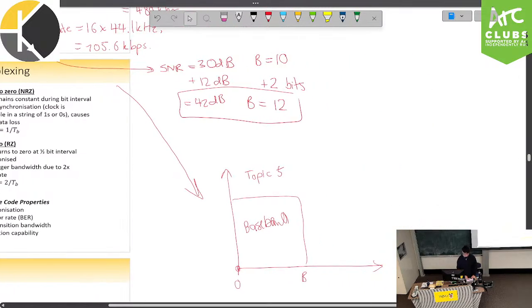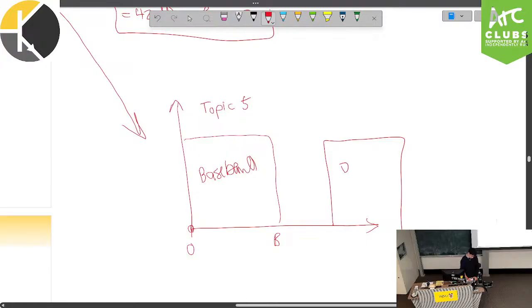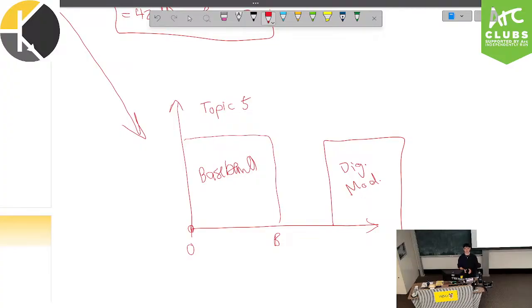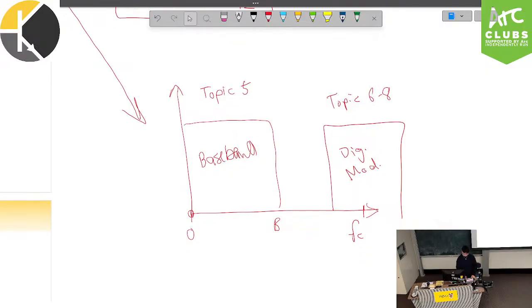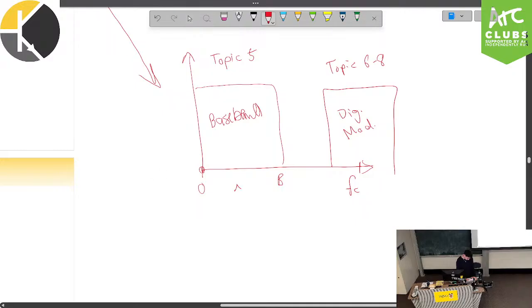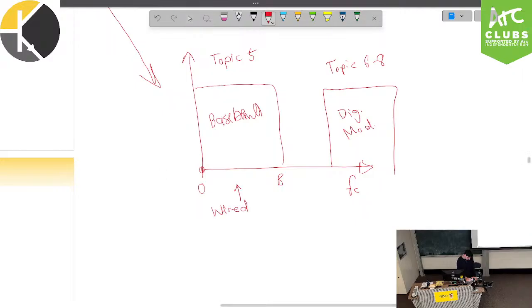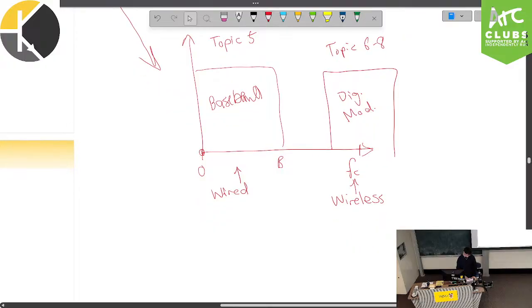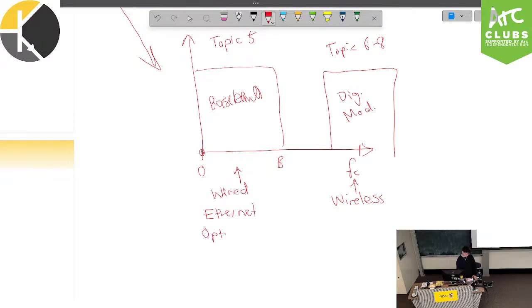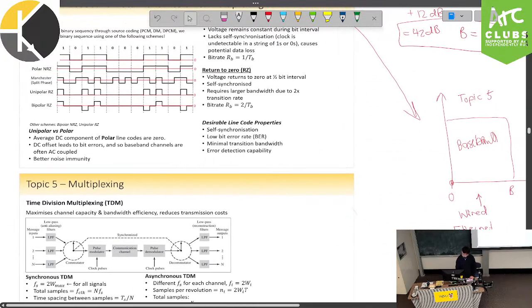The other way of transmitting digital signals is using digital modulation. And that's when we want to transmit at some higher carrier frequency, FC. And this is what is covered between topic 6 and 8. The reason why we learn these 2 different methods is obviously because they're both used in this day and age. Baseband is typically used for wired transmission, whereas carrier is used for wireless transmission. Because the whole reason we're applying a carrier is so that we can transmit at some frequency and detect it using some sort of antenna. Examples of wired transmission might be Ethernet cables or optic fiber, whereas wireless could be anything like satellites or telephones.